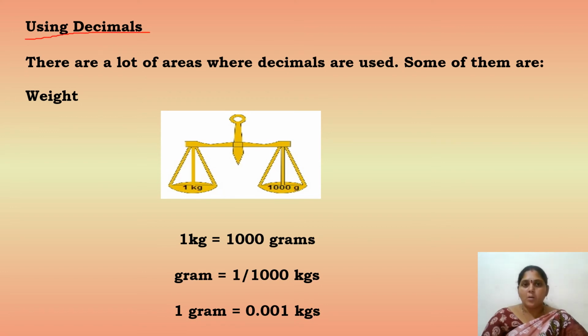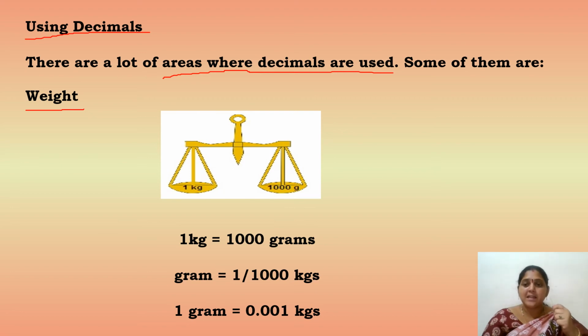Now we are going to see using decimals. There are a lot of areas where decimals are used. Some of them are weight. In our daily life, we go to our markets and buy cereals, pulses, vegetables, fruits by weighing them. So you weigh 1 kg, 2 kgs, half kg, 1/4 kg, like that.